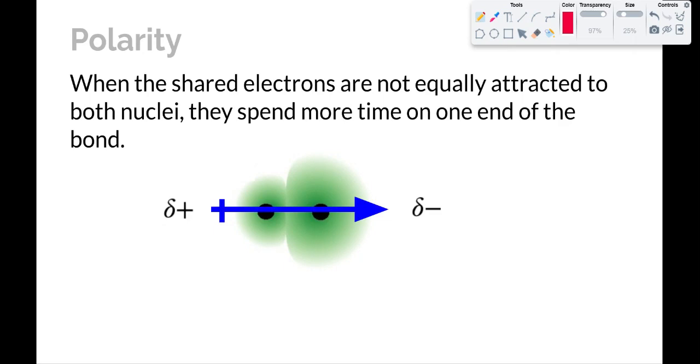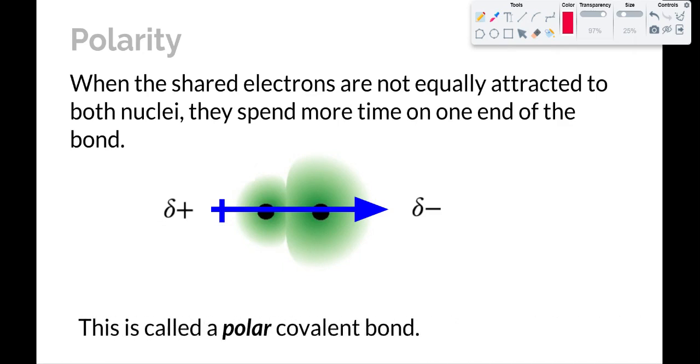Such a bond is said to be a bond dipole or have a bond dipole, and we designate that with an arrow. The arrow points towards the negative end of the bond, and to remind you that that's the negative end of the bond, there's a plus sign on the tail of the arrow. Bonds like this are called polar covalent bonds.